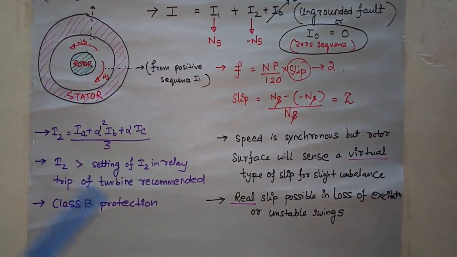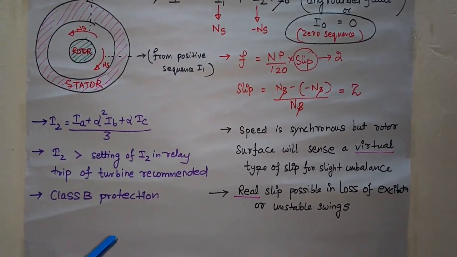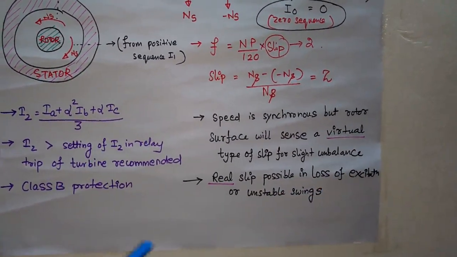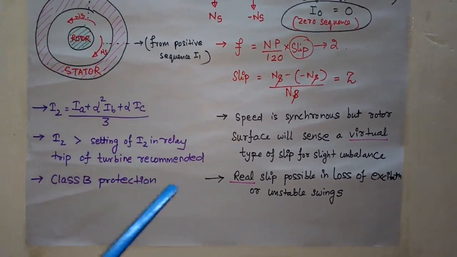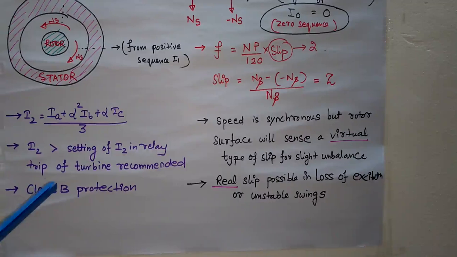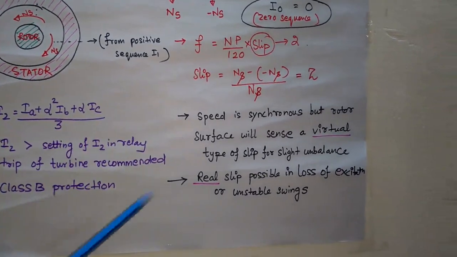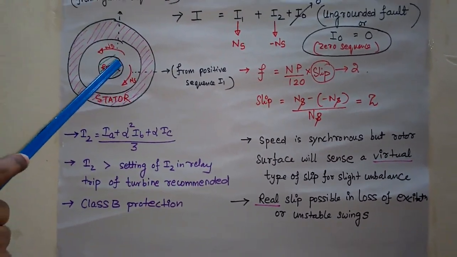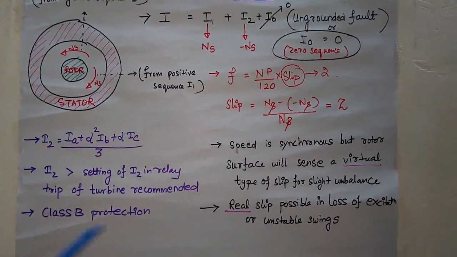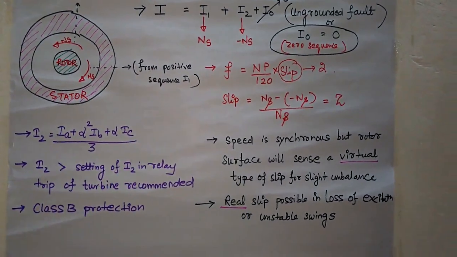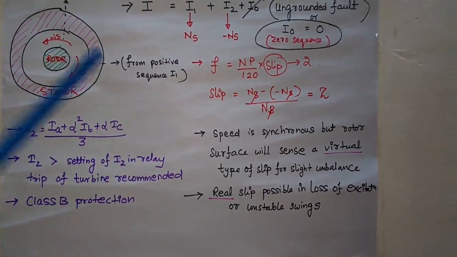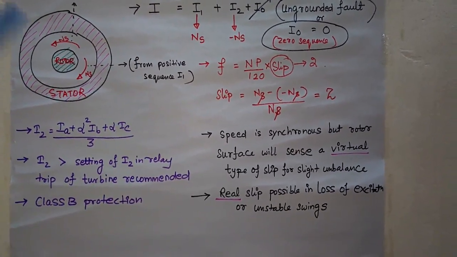But if real slip comes into the picture, it will come in the case of unstable swings, which is called out of step, or in the case of loss of excitation, when the automatic voltage regulator fails to maintain synchronism between generator and the grid. So in loss of excitation, we will get the real slip. At that time also, there will be rotor overheating due to the induction of EMF over the rotor surface. So this EMF will create eddy currents over the rotor surface, and these eddy currents will create overheating of the rotor winding, of the damper windings, and also of the iron body of the rotor. Fine. So this is the explanation behind the overheating of the rotor.